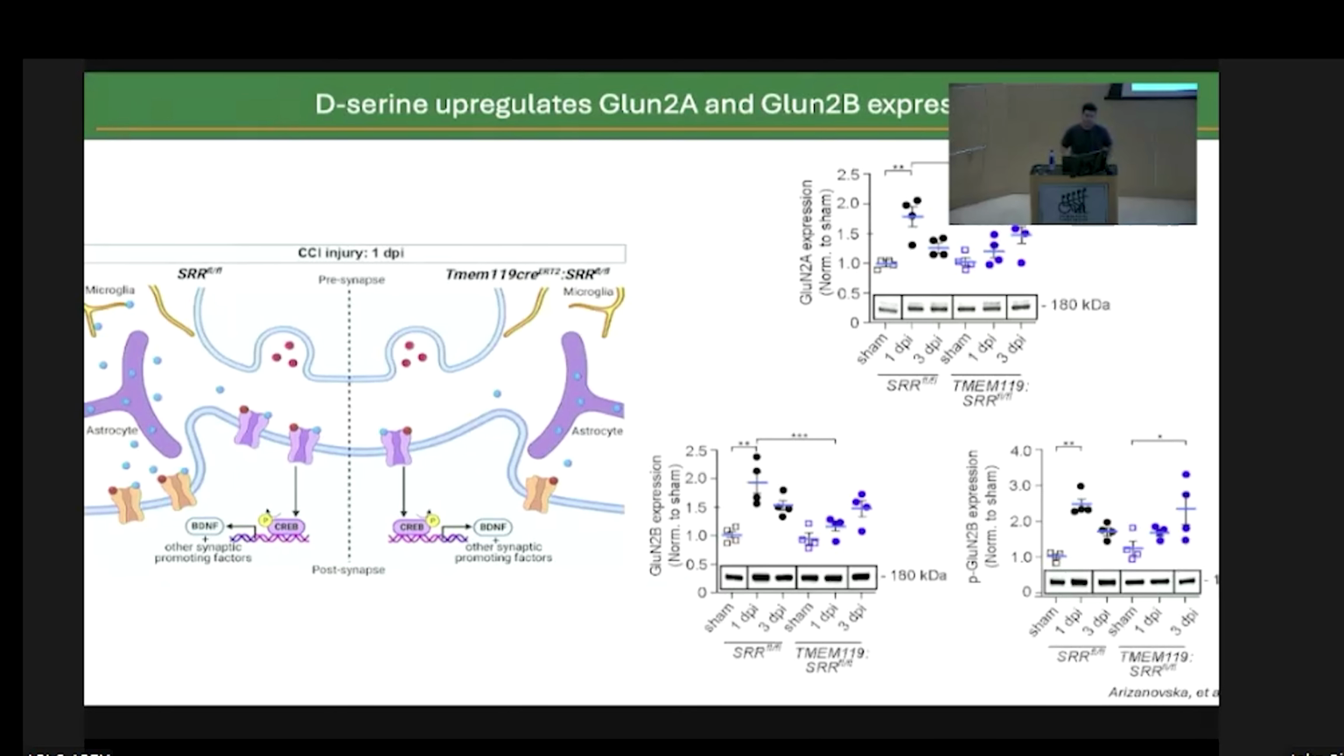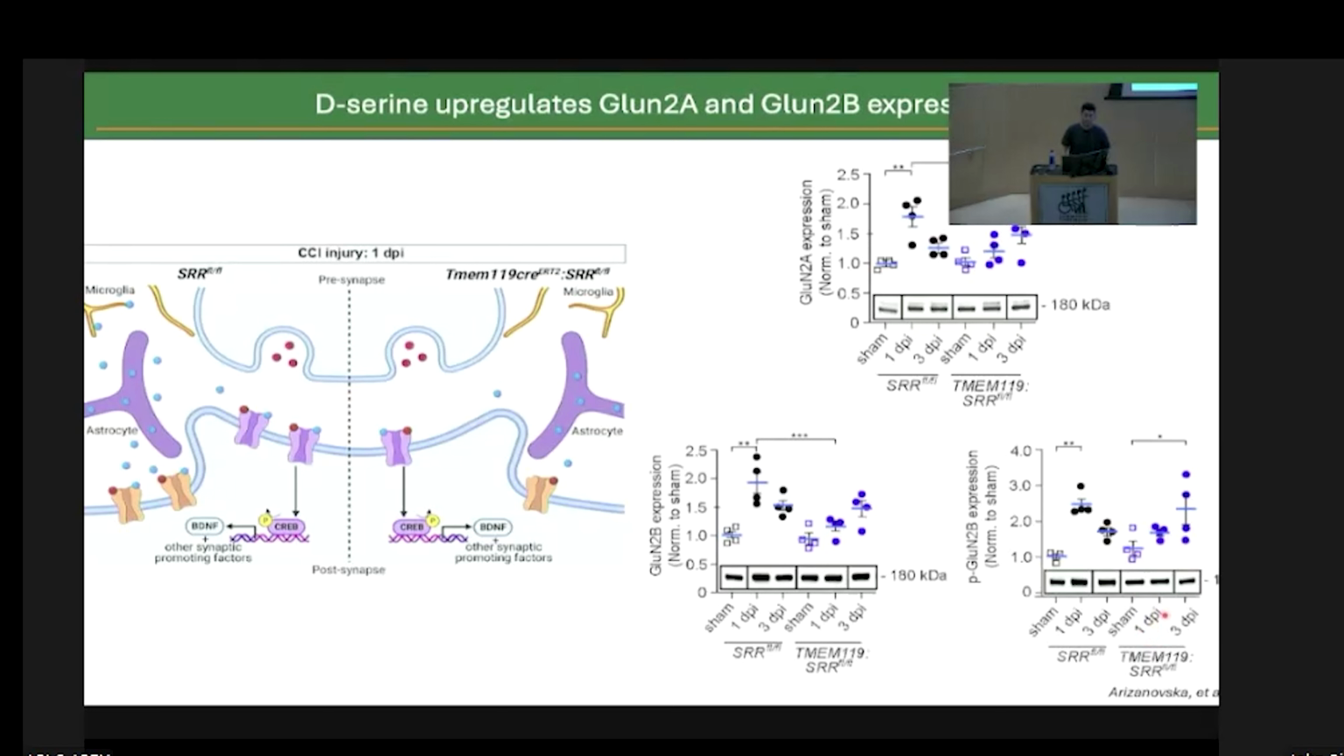So we also wanted to look at the activated form of gluN2B receptors. We did this by looking at phosphorylated gluN2B. And what we see is that in our control animals, the serine racemase flox, at 1 day post-injury, we see a significant increase of this phosphorylated gluN2B subunit, suggesting that these gluN2B NMDA receptors are increased, but also in an active form. However, in our microglial D-serine knockout, we actually see a significant decrease in our phosphorylated gluN2B subunits at 1 day post-injury. But at 3 days, it increases.